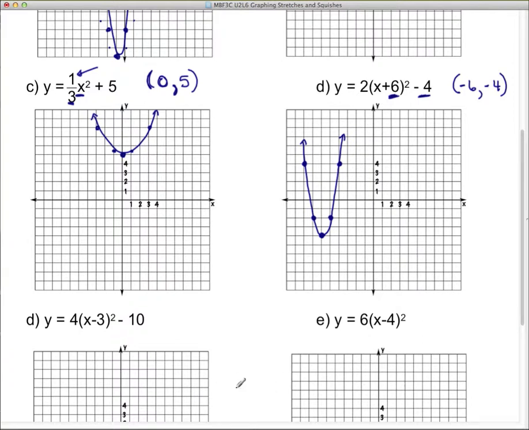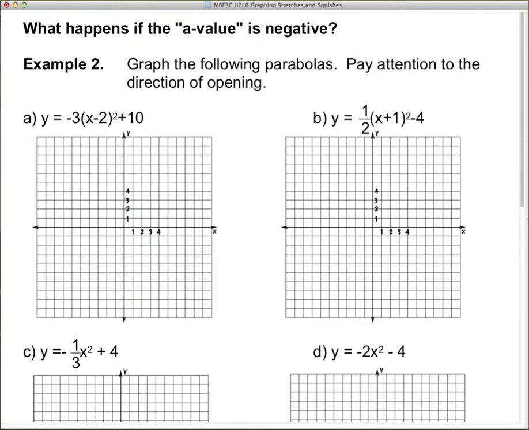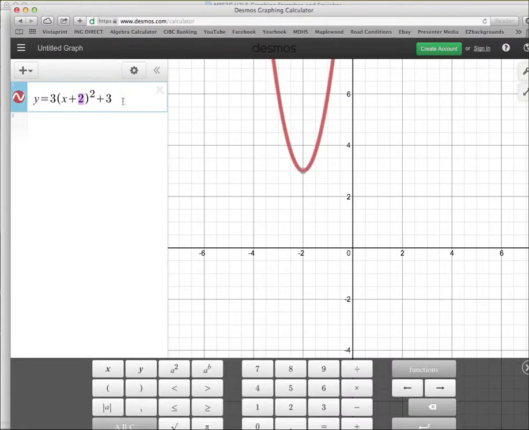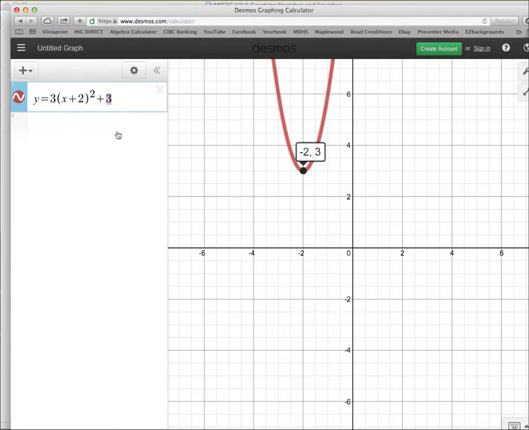Now I'd like you to try these other 2 and flag somebody over in class to see if you've done them right. But I want to go on and ask a different question and say, what happens if the a value is negative? Well, I'm going to pull up the Desmos calculator to try and answer that question. So here on Desmos we have a parabola graphed. Hopefully you can see that this matches here. We've got this going backwards 2 spaces and up 3 spaces according to this, backwards 2, up 3. Okay, there's our vertex, backwards 2, up 3.